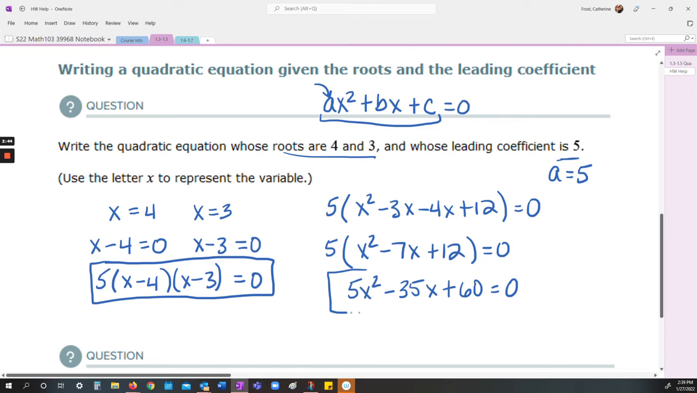So I believe in the explanation, Alex is going to kind of end with this. It's going to show you multiplying everything out, but I'm 95% sure it's okay with you not multiplying it out and leaving it factored. So let's do one more of these.